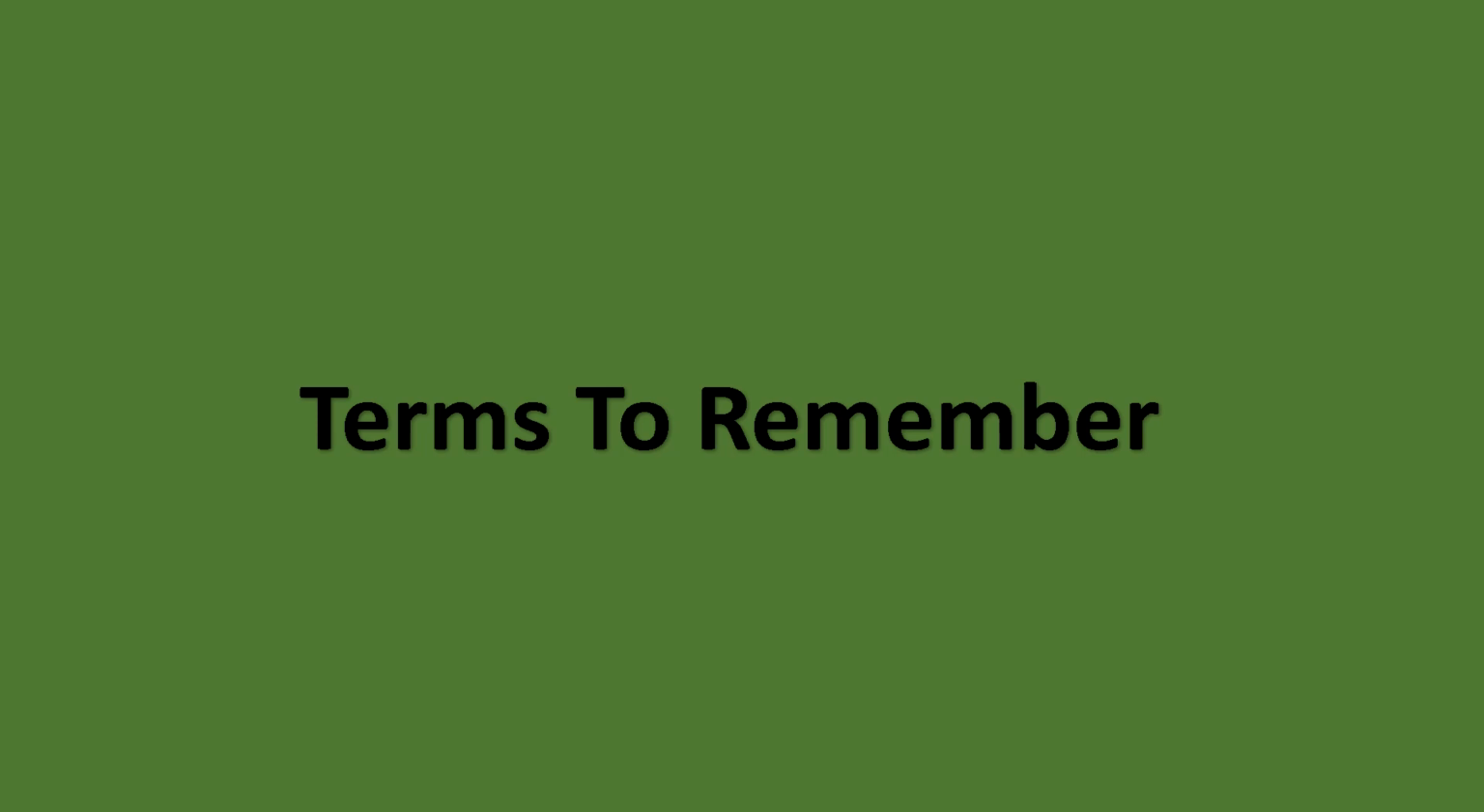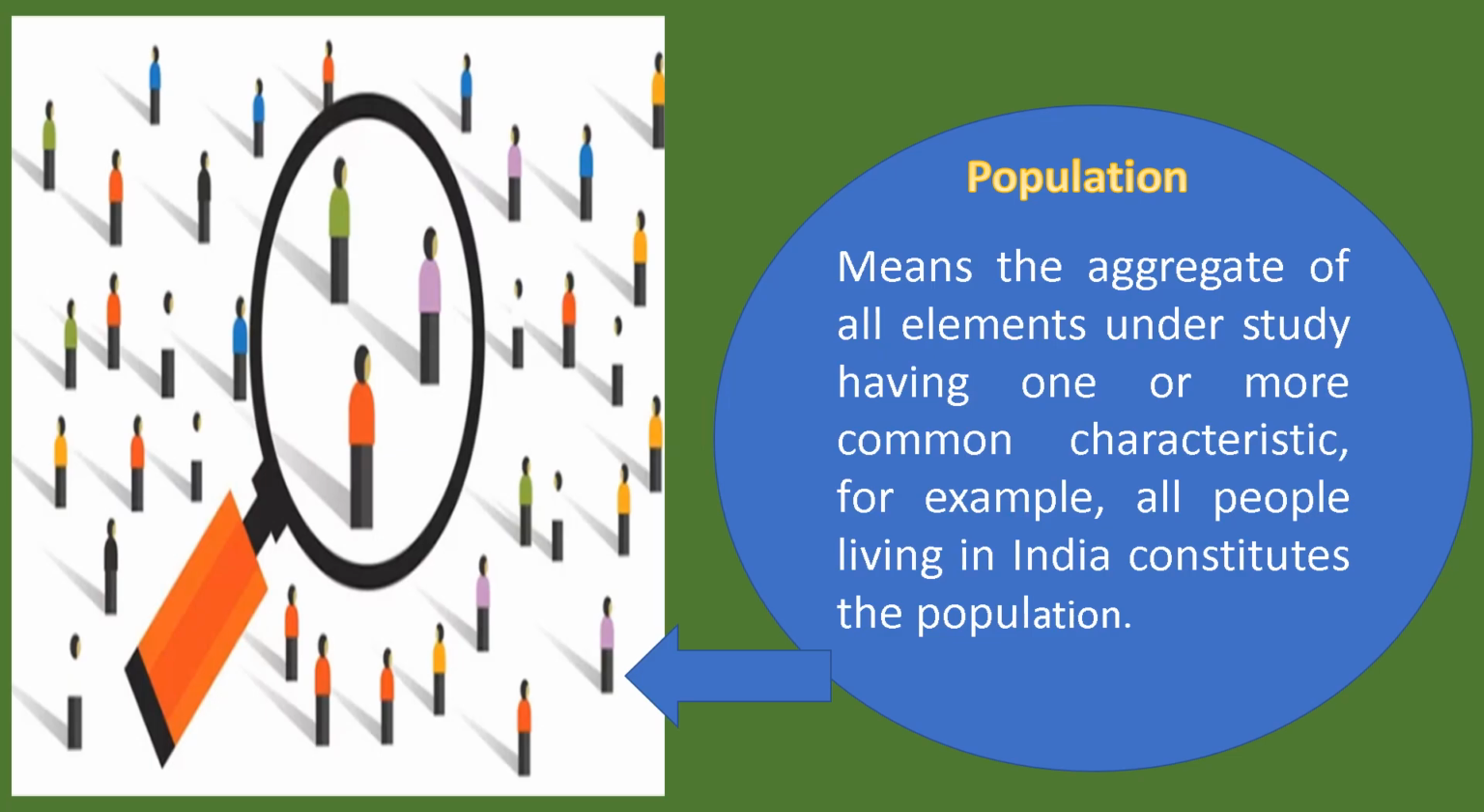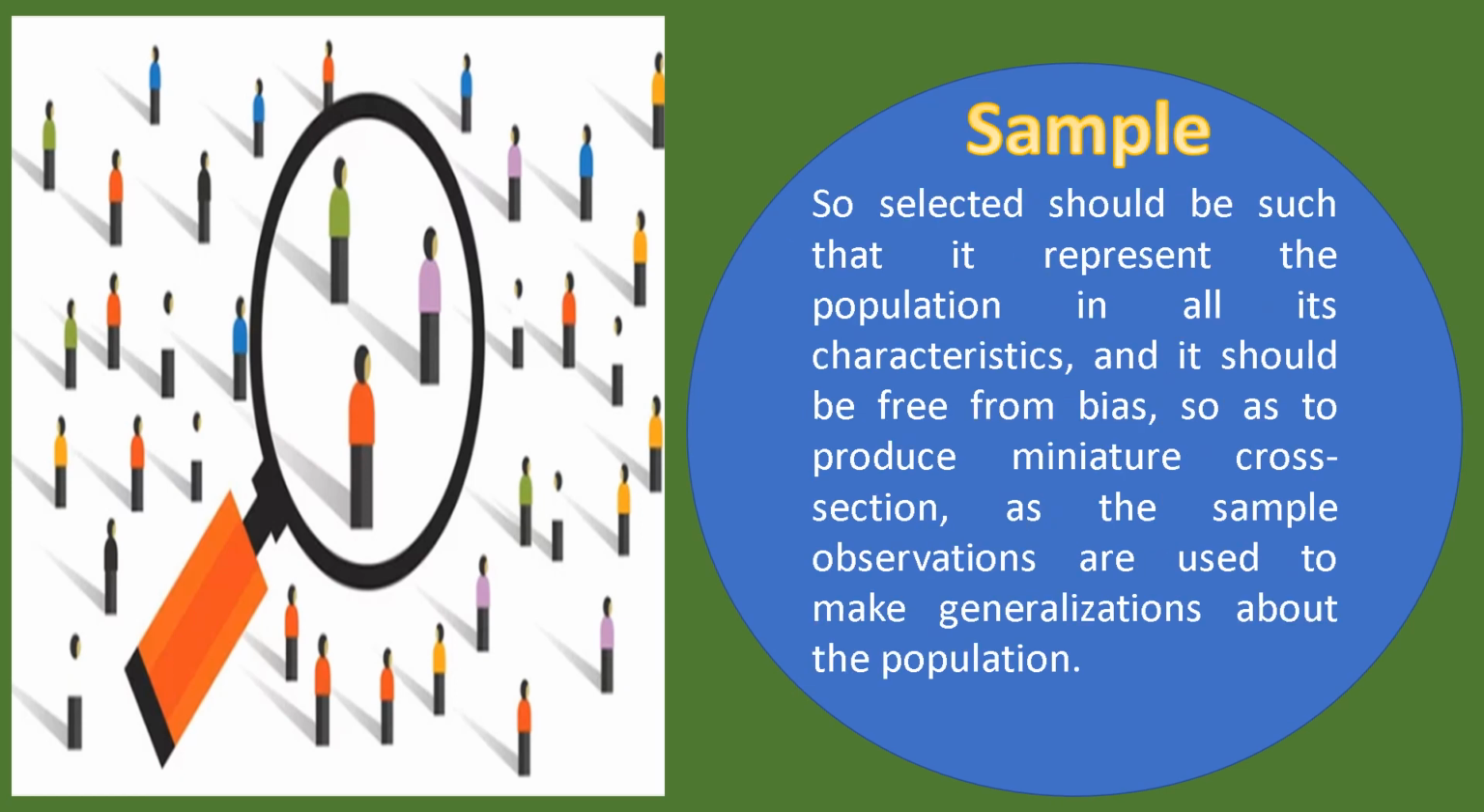There are terms to remember. Population means the aggregate of all elements under study having one or more common characteristics. For example, all people living in India constitutes the population.